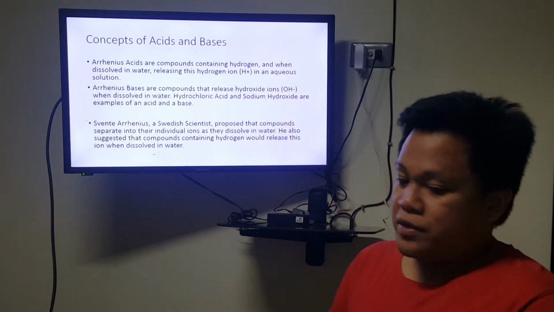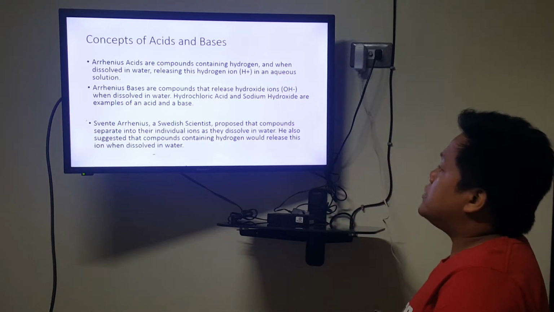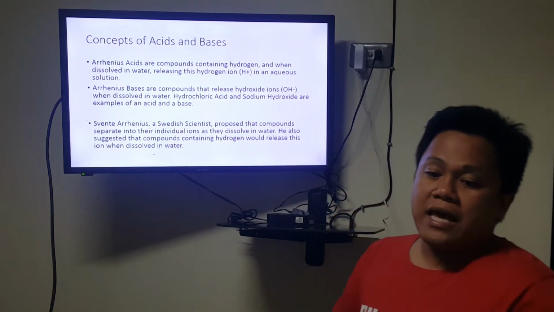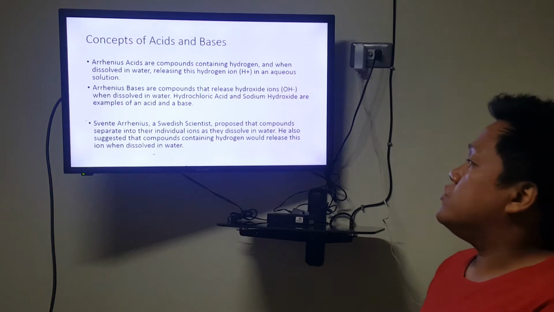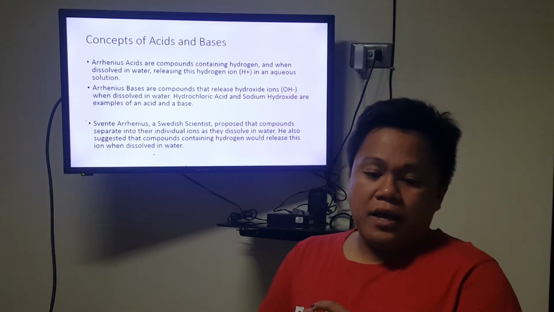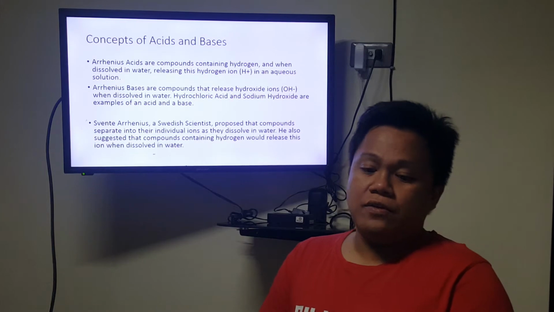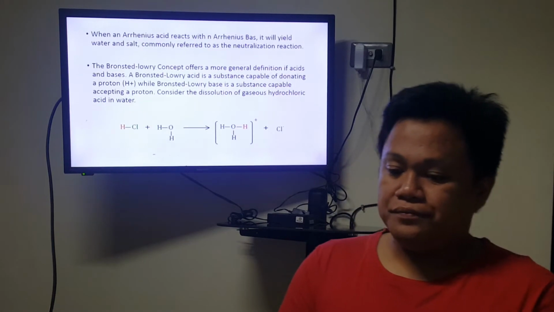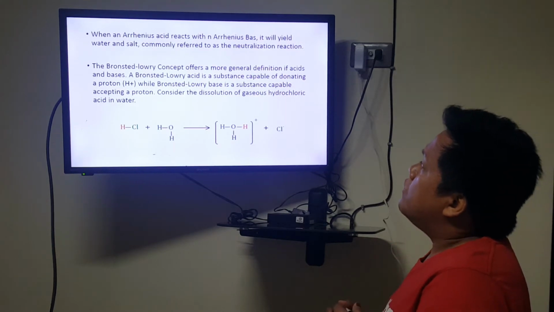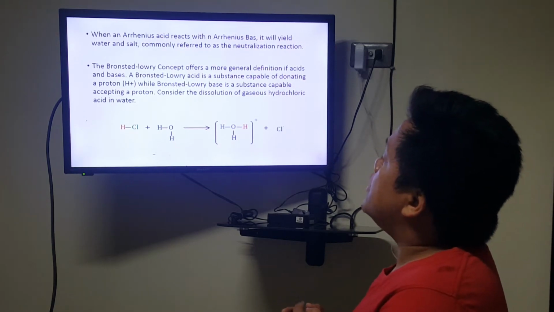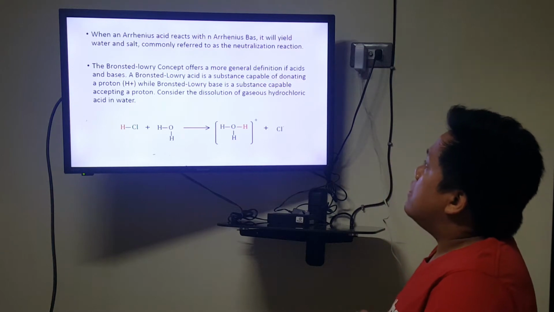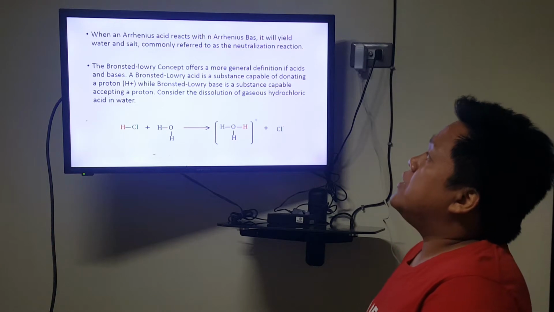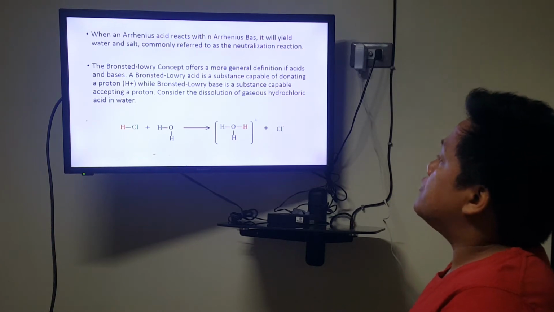Svante Arrhenius, a Swedish scientist, proposed that compounds separate into their individual ions as they dissolve in water. He also suggested that compounds containing hydrogen would release the ion when dissolved in water. When an Arrhenius acid reacts with an Arrhenius base, it will yield water and salt, commonly referred to as the neutralization reaction.